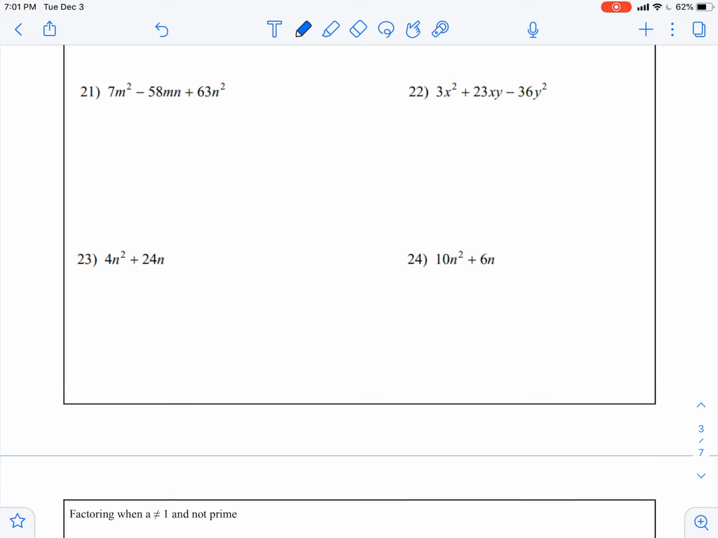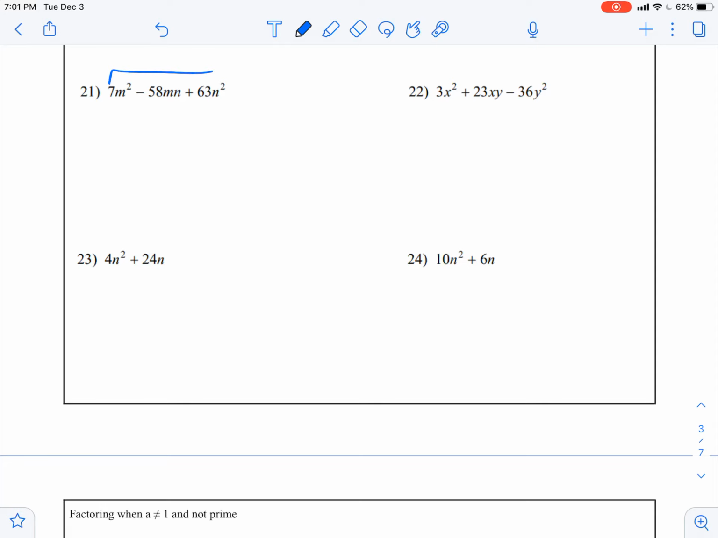7 won't go into 58, will it? Okay, so I cannot take out any numbers. So I'm going to start setting up my parentheses. Actually, I'm just going to do this full one AC because it's got such big numbers. I'm just going to do the AC method. Let me show you how to do it all the way through again.